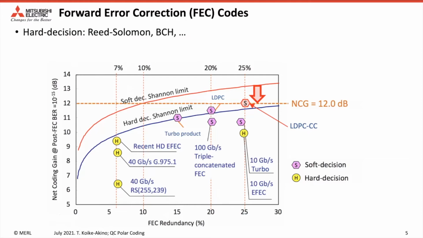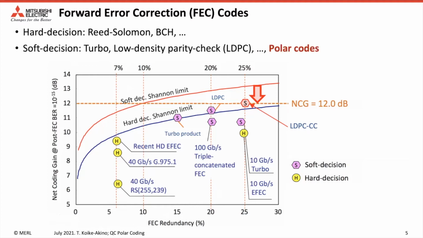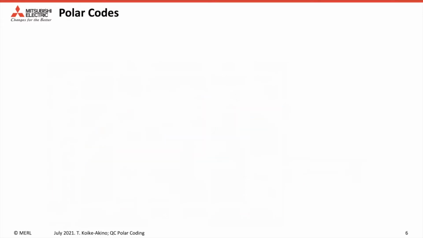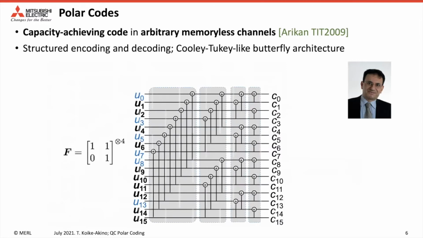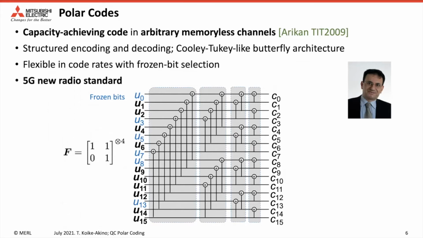Classically, we use hard decision codes like Reed-Solomon and BCH codes. More recently, we use soft decision capacity achieving codes, for example, turbo codes, low density parity check codes, and polar codes. Polar codes were proposed by Arikan in 2009, which achieve capacity in memoryless channels. It is a structured encoding and decoding architecture, with very flexible encoding rates using frozen bit selection. It has been adopted in 5G new radio standards.